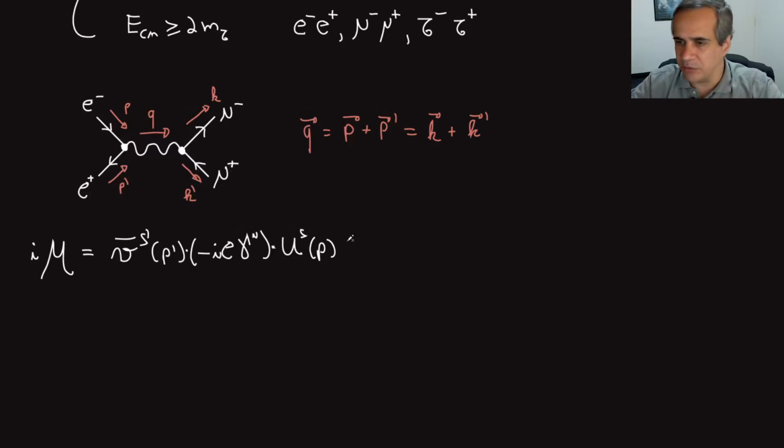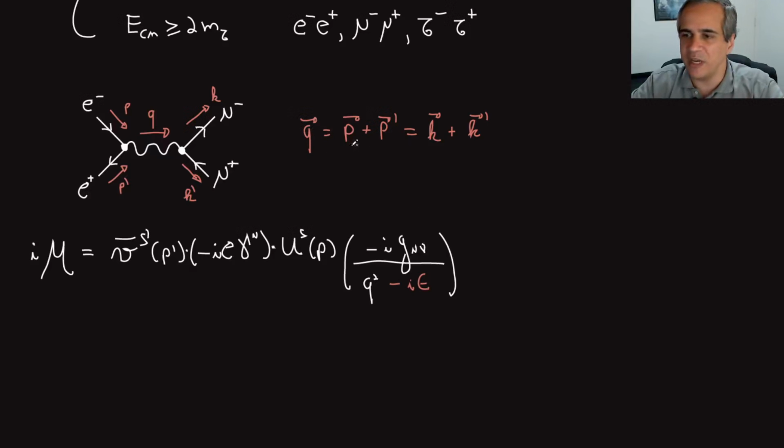Then I have the propagator for the photon, which again I'll use in the gauge which is simpler, minus i g mu nu over q squared. I could put an i epsilon here, but if you do momentum conservation here, you see that this q squared cannot be zero. So I'm not on the pole. I don't need to carry this. I can just keep this q squared there.